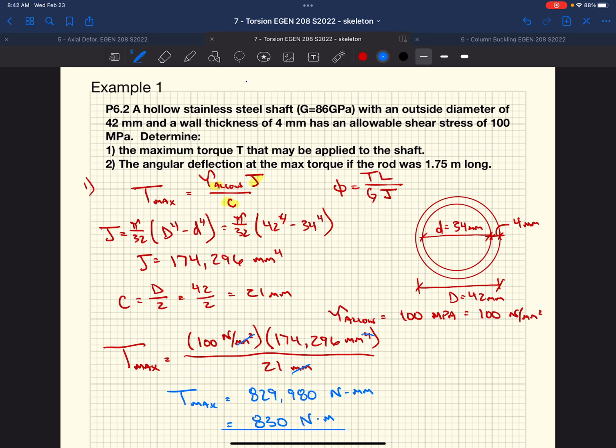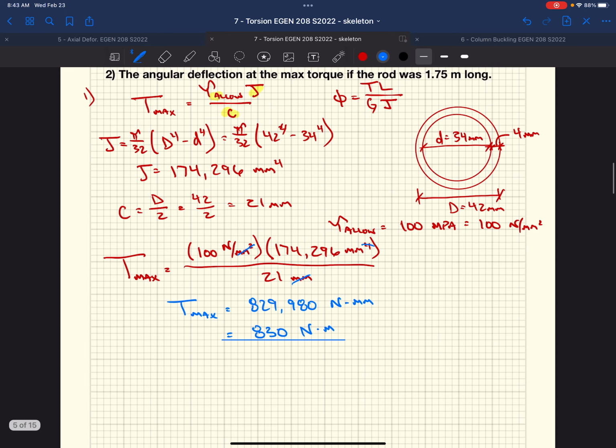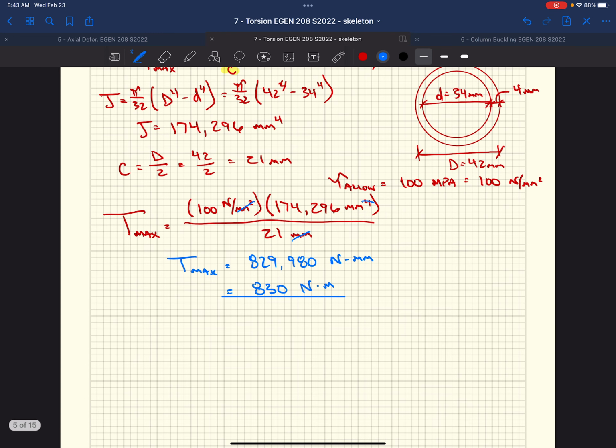if the rod was 1.7 meters long, almost 6 feet long. We have this 2-inch shaft, almost 6 feet long. You apply an 830 newton meter torque to the end of it. How far is that pipe going to rotate at the end? Well, we have our equation there for phi, the angle of rotation.